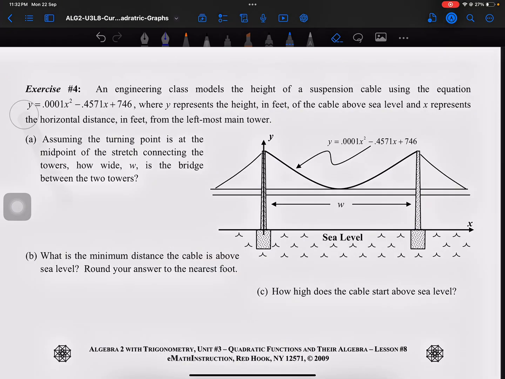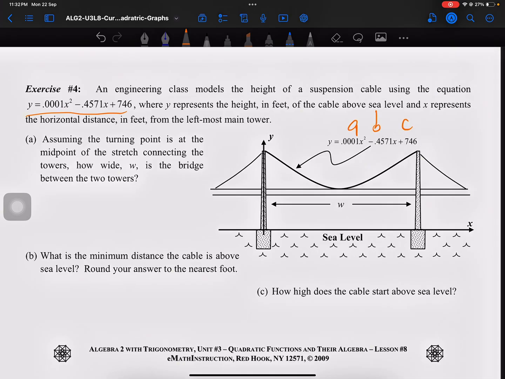This is your equation. And x is the horizontal distance in feet from the left tower, and y is the height of the cable above sea level in feet. Then we know that W is the distance from tower to tower, and if the turning point is the midpoint between the towers, then the value of x of the vertex is half of the width. So this is your A, this is your B, this is your C.